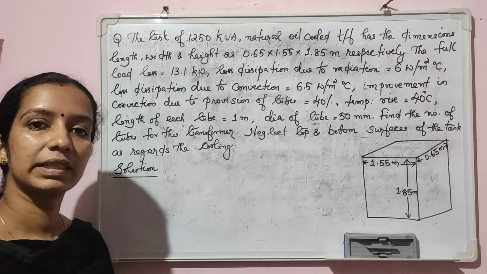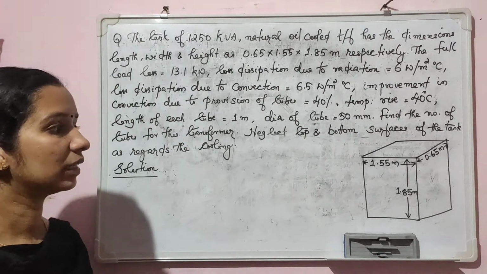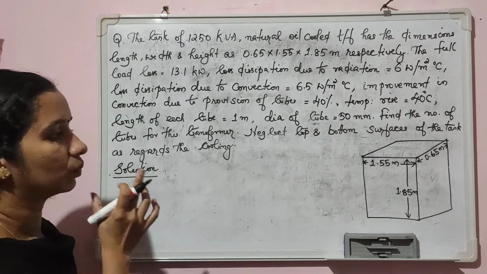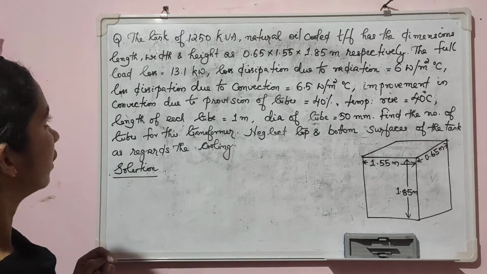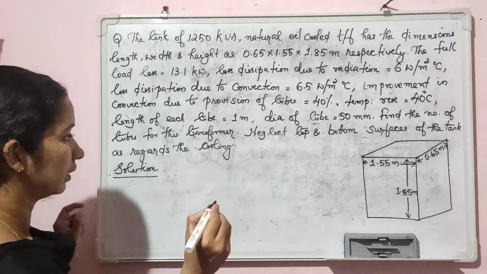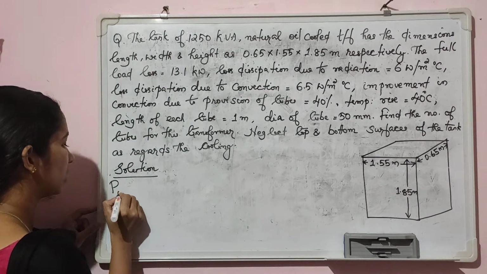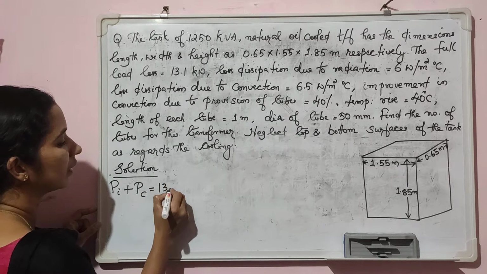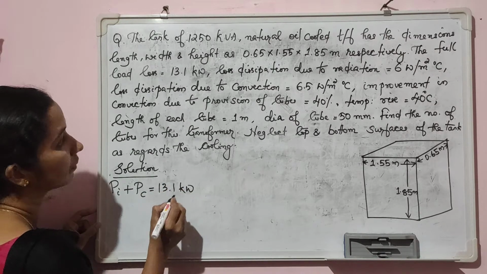So we have marked the dimensions of the transformer tank. The length, width and height of the transformer tank are given. We have marked those parameters. So now, the full load loss is equal to 13.1 kilowatt. That is, iron loss plus copper loss is equal to 13.1 kilowatt.